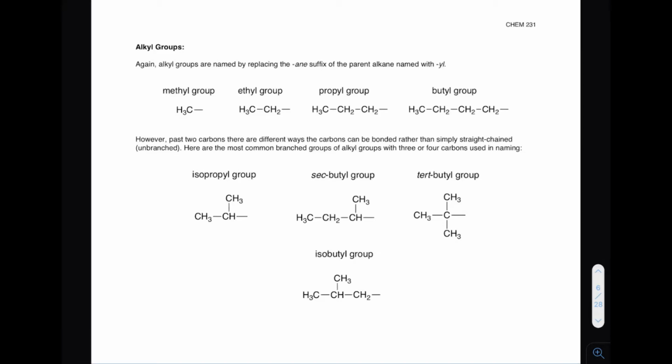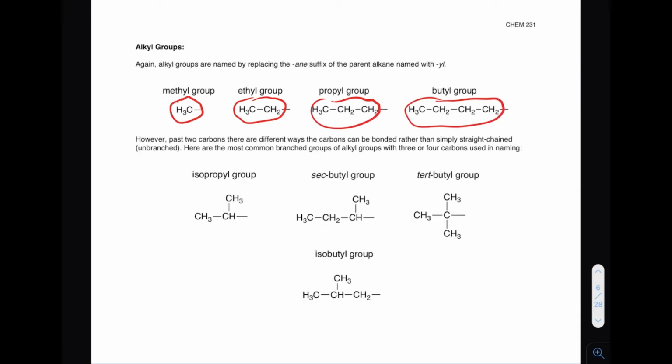All right, continuing on, we're going to look at more alkyl groups and some more complicated substituents. Remember, alkyl groups, not alkanes, but groups attached to alkanes, have the "ane" suffix of the parent name replaced with "yl." So, of course, we have our methyl group, ethyl group, propyl group, butyl group, and so on.